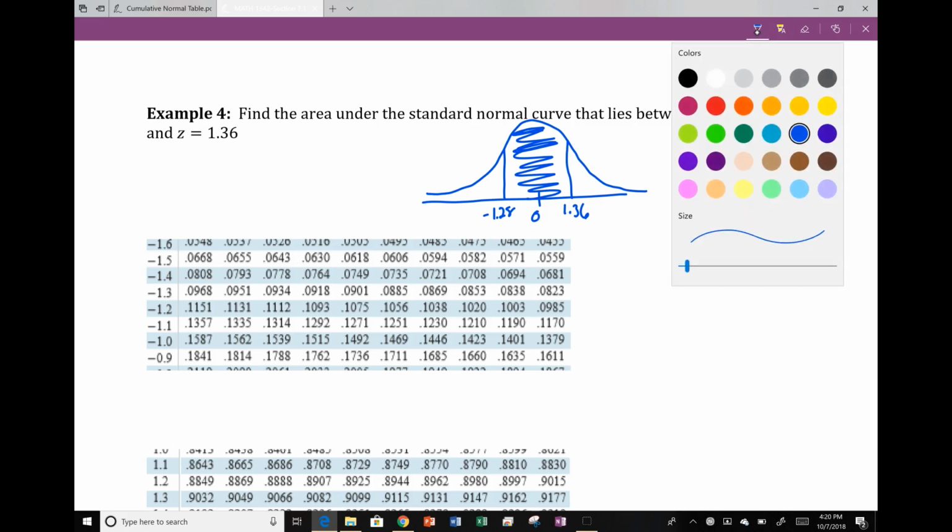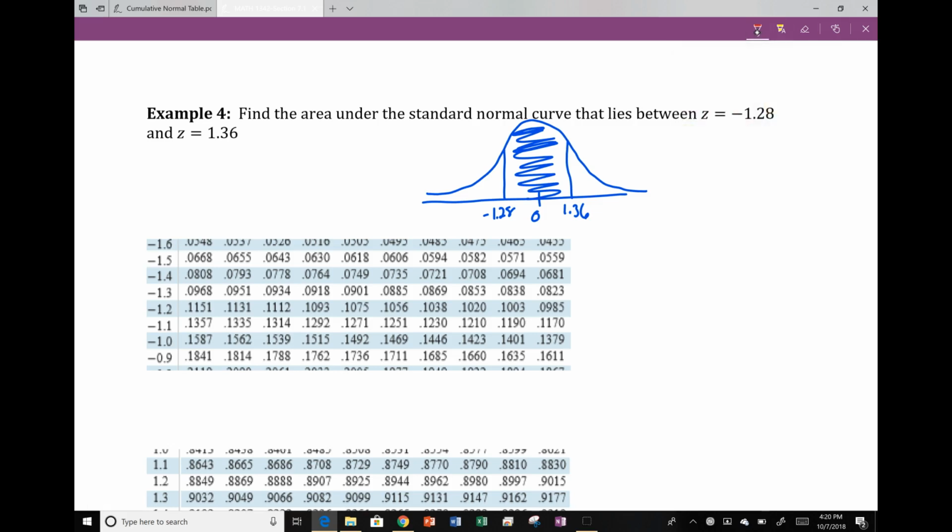Well, our tables definitely do not give us the area in between. A couple of things that we can do though. Notice if I look at the area to the left of 1.36, that includes this area. And if I look at the area to the left of negative 1.28, that's this area over here. I want this area here. I want their difference.